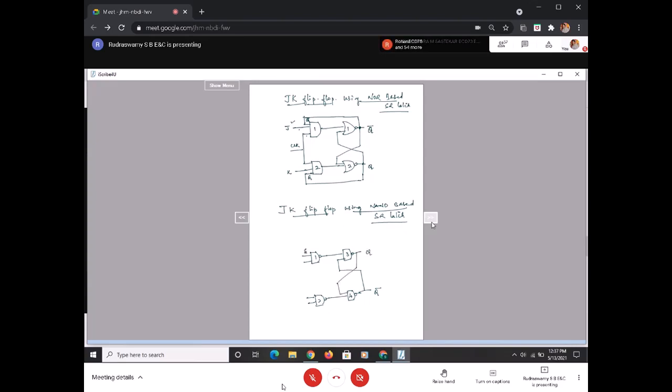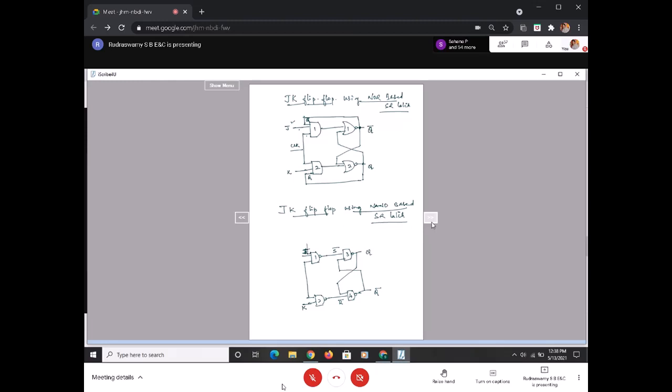Still, I am going with this as S bar and this as R bar. So this has to be S. Instead of S, I call it something like J. This, instead of R, I call it K. Now, what is the other thing that I have to do? So instead of 2 input NAND now, I should have 3 input NAND.